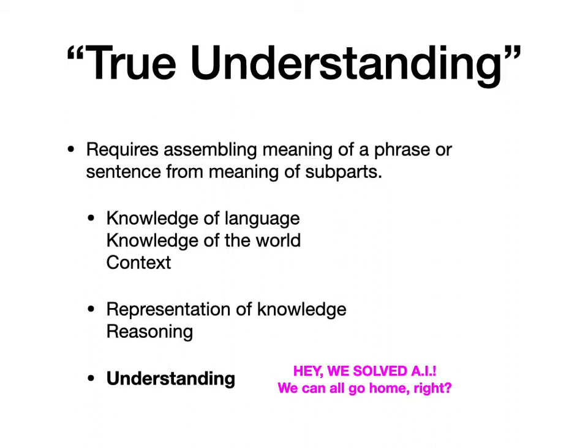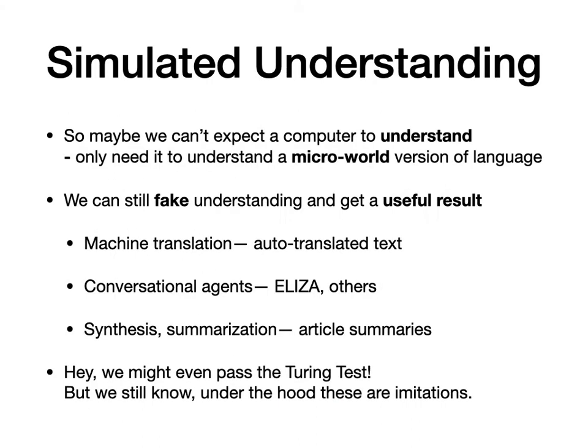Or at least if you're trying to make something useful, you don't try to do that as your first step. So instead, we opt for something closer to simulated understanding. We don't expect a computer to understand everything we give to it. We need it to understand a limited version of it, a small scale version of it. Some might say a micro world version of it. Because by that metric, we can then fake understanding to still get a useful result.